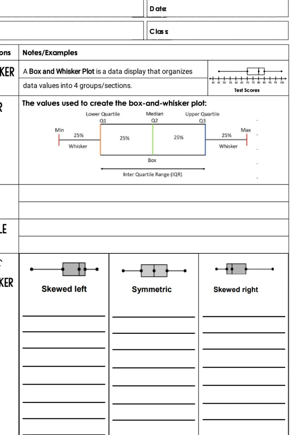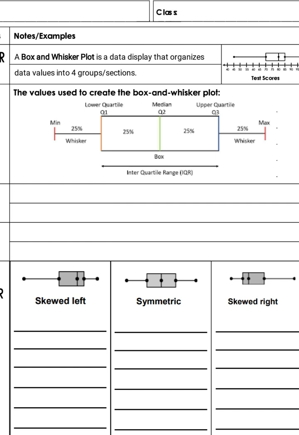into 4 sections. So the values used to create the box and whisker plot, you have your minimum value and your maximum value. And then you find your middle value, which is your median. And then using that lower half of your data, you find the middle value of that, and that's your Q1. Then take your upper half of your data and find the middle of that, that's your Q3. So we've divided our data into 4 sections of 25% each.